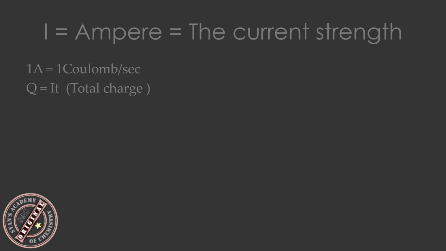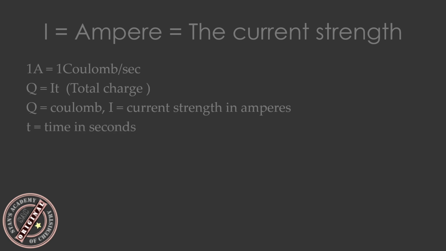Q is equal to I times T, which means Q is representing the total charge in a circuit. We can calculate that by multiplying the current strength in amperes by the time taken. Coulombs per second times seconds will give you coulombs. So that's the total charge. Always, time is calculated in seconds because the unit of ampere is coulombs per second.